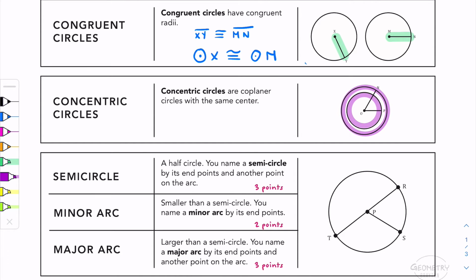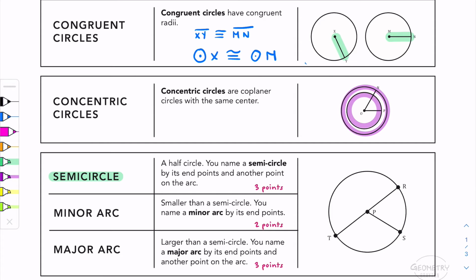And the next set of vocab words is semicircle, minor arc, major arc. Three terms that are very important. We use these terms a lot. So a semicircle is a half circle. You name a semicircle by its endpoints and another point on the arc. So here is a semicircle. You absolutely have to use 3 points to name a semicircle.